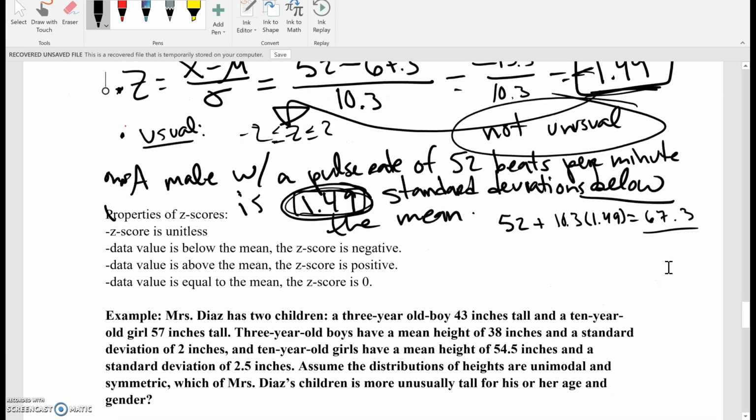Some of the properties of z-scores: they are unitless, that's something to note. If the data value is below the mean, the z-score is negative. If the data value is above the mean, then the z-score is positive. If the data value is equal to the mean, the z-score is 0.